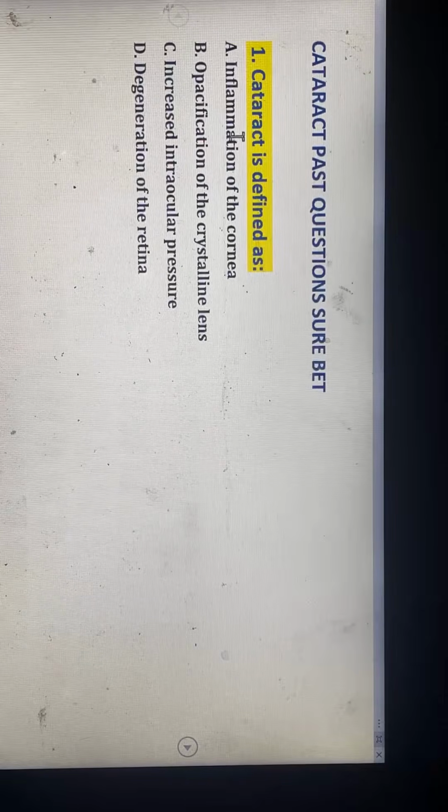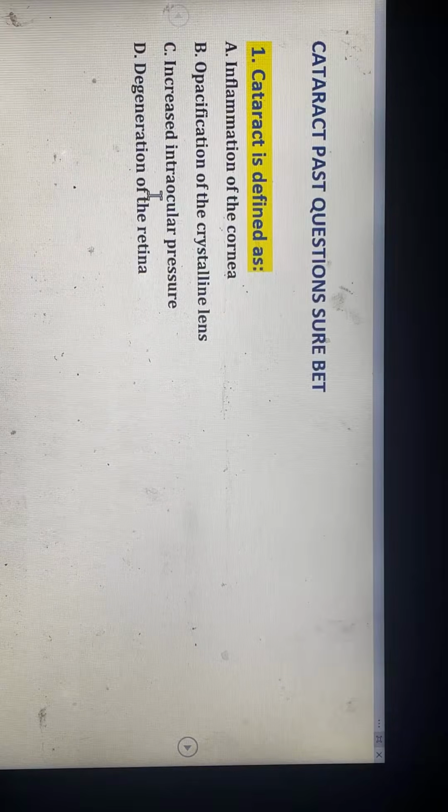Cataract is defined as A, inflammation of the cornea, B, opacification of the crystalline lens, C, increased intraocular pressure, and D, degeneration of the retina. I'm impressed with the students that joined now.